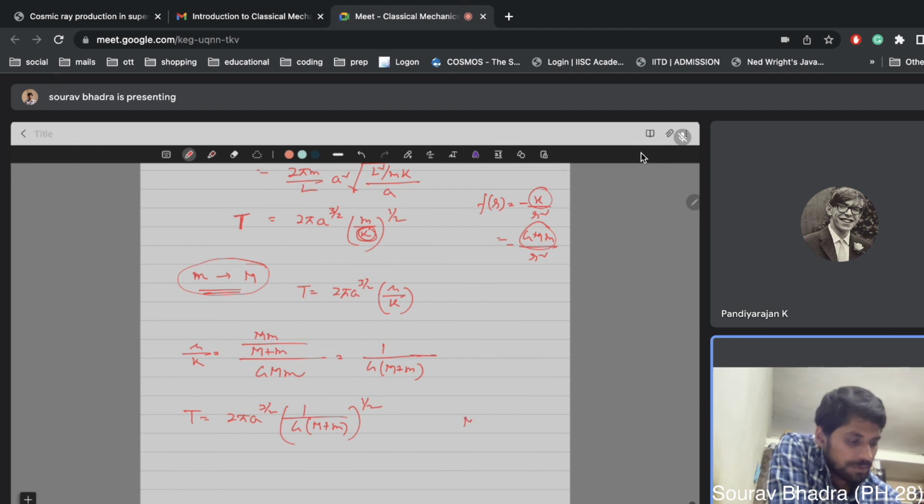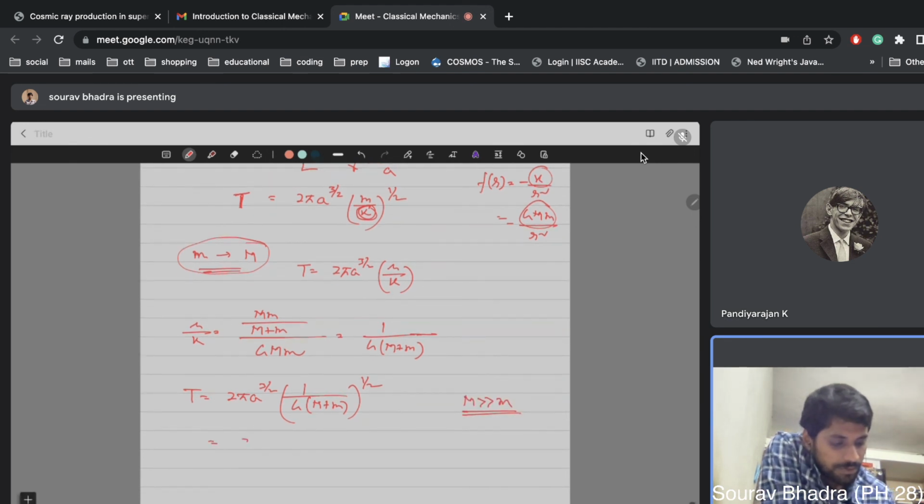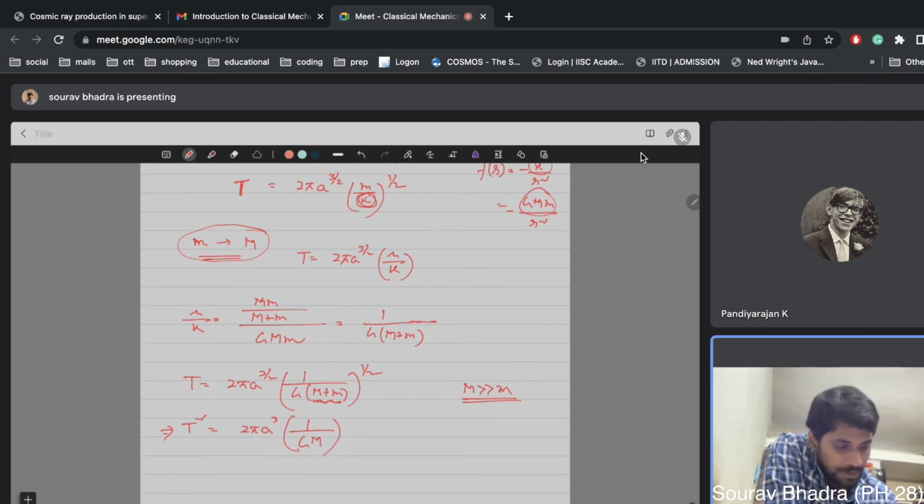Now suppose capital M is very much greater than small m, then it will be 2 pi a cube, and I am squaring both sides, 1 by, if capital M is very much greater than small m, then this can be written as capital M only. Oh, this will not be 4 pi, this is 4 pi square. So your T square will be like this.